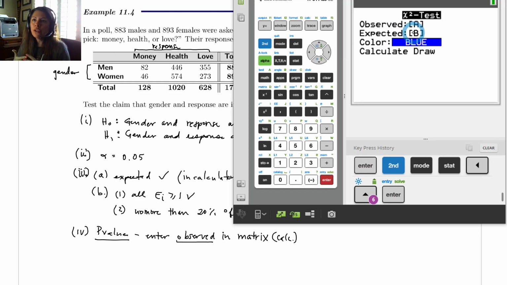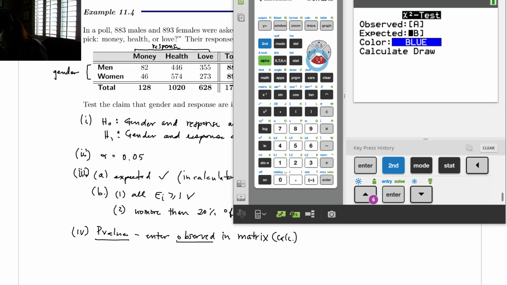That's all. So if you have stuff in all your matrices except letter F, then put letter F. You just need an empty matrix. So all of my matrices were empty. So I put my observed in A, so I'll just put expected to be B. And then I'll color it, and then I'll go ahead and calculate it so you can see what it calculates.